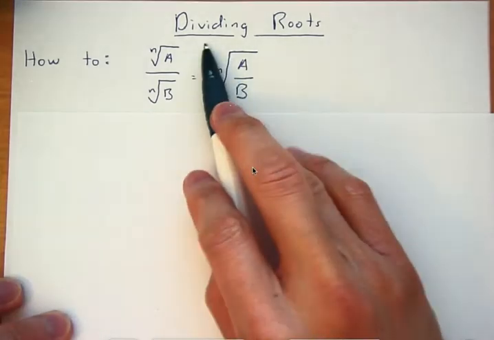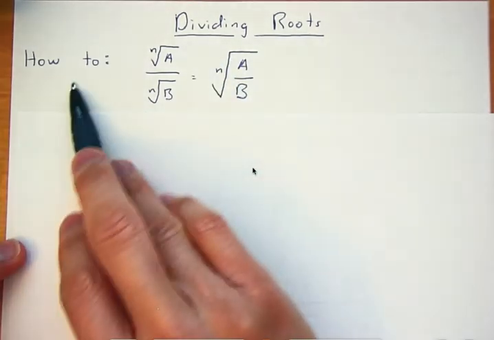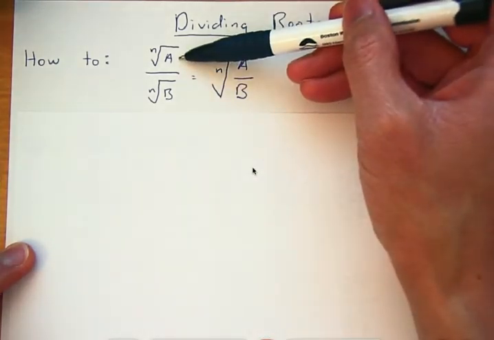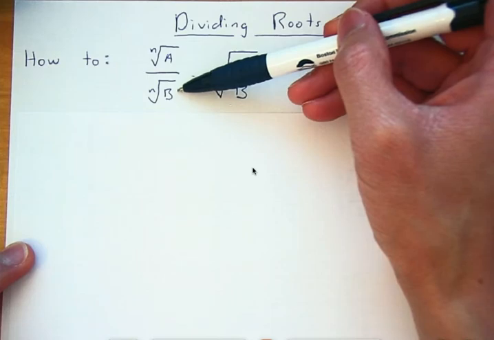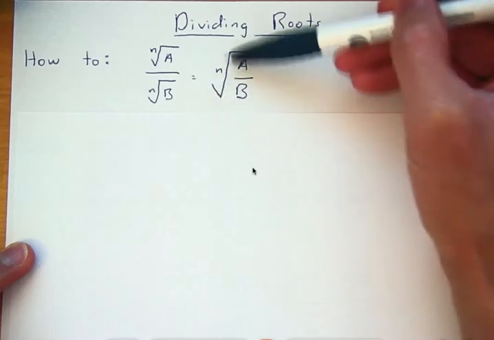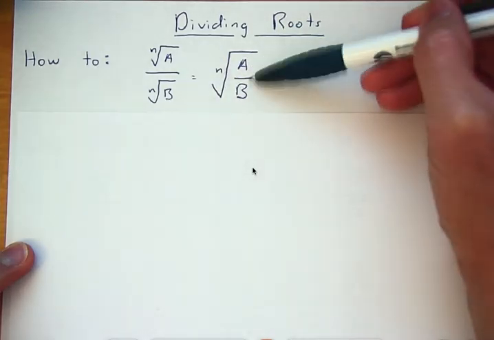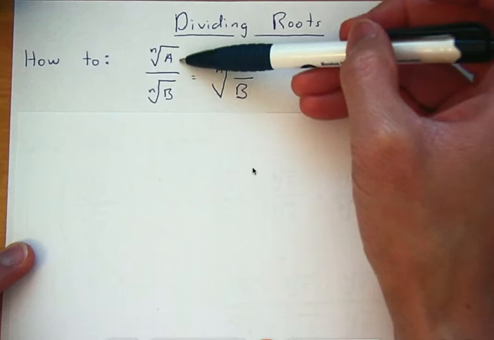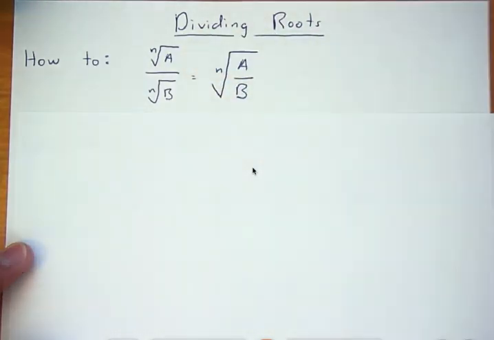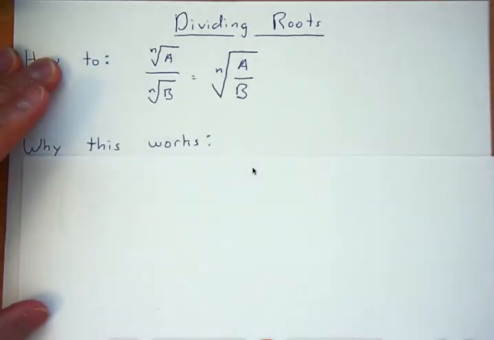About dividing roots. And how do you divide roots? Well, if you have the nth root of a divided by the nth root of b, it becomes the nth root, one big root, of a divided by b. This is how you can turn two roots divided by each other into one root. Now exactly why does this work? It uses very similar reasoning to that of multiplying roots.